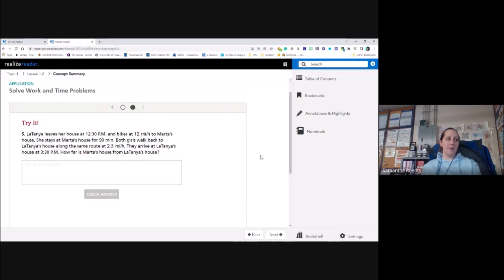All right, let's try another. LaTanya leaves her house at 12:30 and bikes at 12 miles per hour to Marta's house. She stays at Marta's house for 90 minutes. Both girls walk back to LaTanya's house along the same route at 2.5 miles per hour. They arrive at LaTanya's house at 3:30. How far is Marta's house from LaTanya's house?